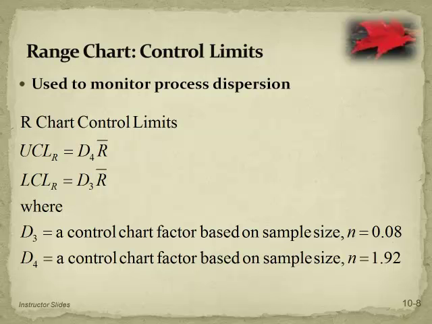So we go down to the row n equals 7. I'll go over to D3 and we pick up a value of 0.08. And for D4, we pick up a value of 1.92. So in the next slide, we're going to insert these two values for our D3 and D4. We already know what R bar is, and we'll go ahead and calculate our control limits.